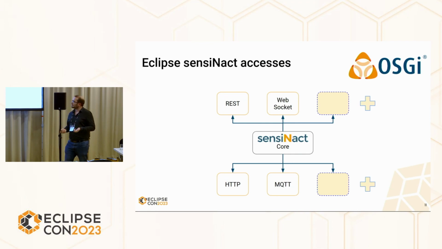The basic distribution of SensiNact comes with REST and WebSocket northbound providers, and the southbound providers are HTTP polling, callback, or MQTT pub/sub.